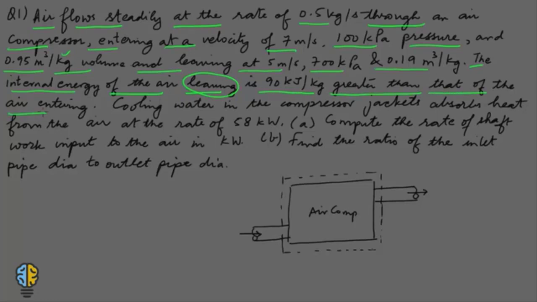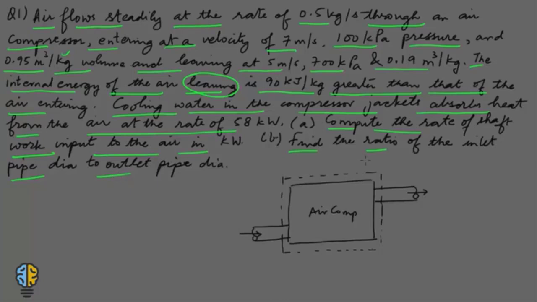the air entering. The cooling water in the compressor jackets absorbs heat from the air at the rate of 58 kilowatts. Find out the rate of shaft work input to the air in kilowatts and find the ratio of the inlet pipe dia to the outlet pipe dia. So quite a long question. I would advise you to go through it once more by pausing this video and write down the given data. Now I hope you have written down the given data.